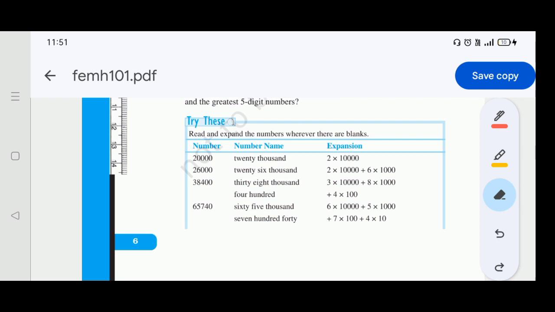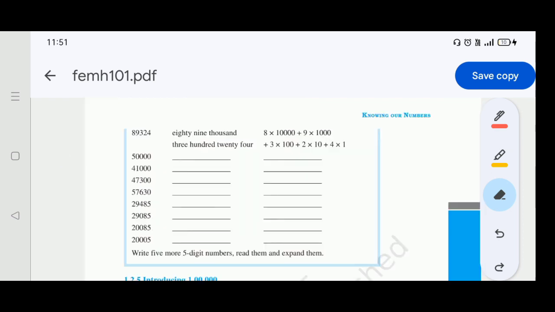So let's move on to the try this exercise. Read and expand the numbers wherever there are blanks. Over in all these four questions, all are already solved. So let's move to the unsolved part, which we have to solve. So here if we see the first one is 89,324. So here it is already solved. So keeping this as example, let's solve the unsolved questions.